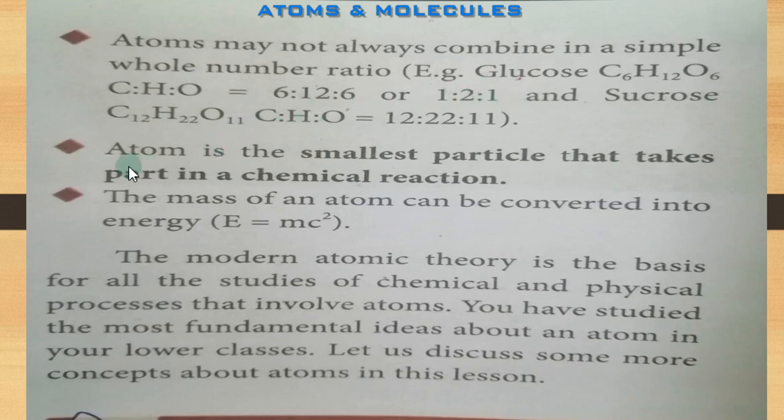Then see the next point, atom is the smallest particle that takes part in chemical reaction. Always the atom is the very smallest particle, but even this smallest particle can take part in chemical reaction. Then see the last point, according to the Einstein equation, mass is converted into energy. So the mass of an atom can be converted into energy. Then you have to write this Einstein equation, E is equal to mc square.